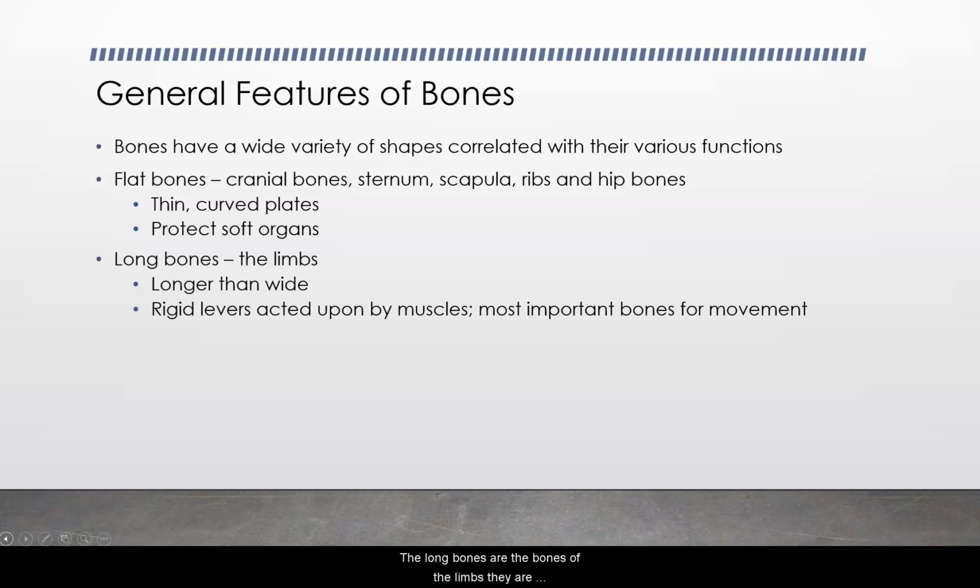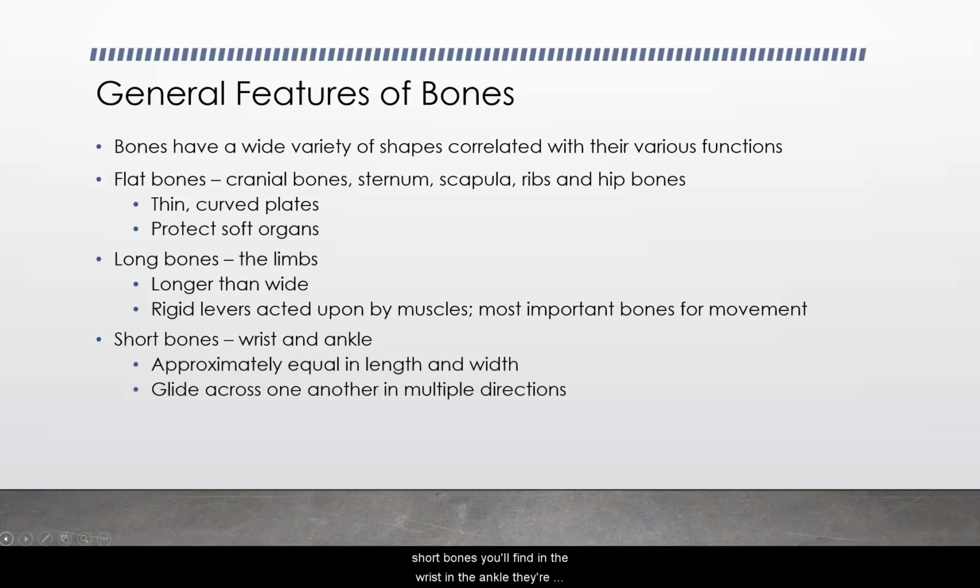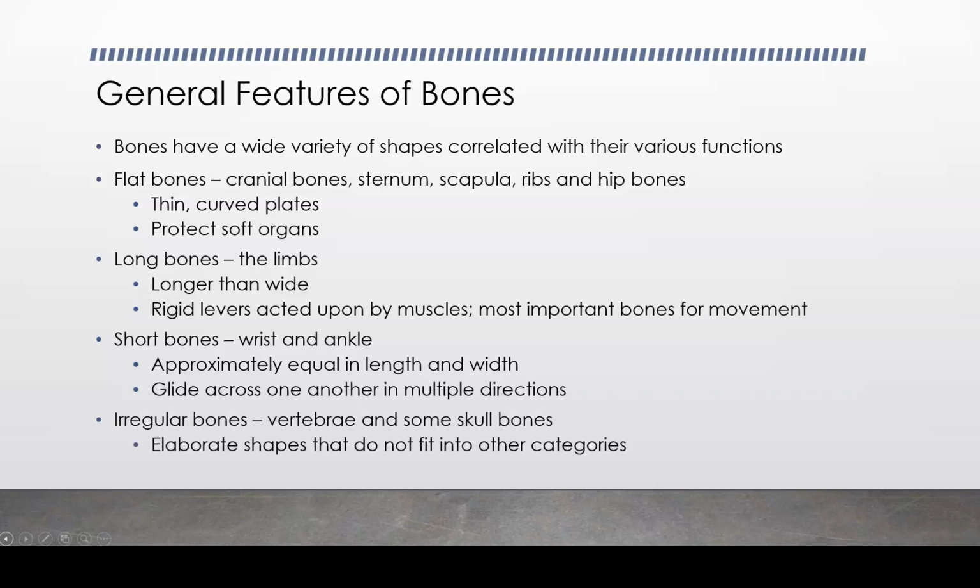The long bones are the bones of the limbs. They are more long than they are wide, and they act as rigid levers that are acted upon by the muscles. And they're obviously the most important bones for movement. The short bones you'll find in the wrist and the ankle. They're approximately equal in their length and their width. And what they do is they glide across one another in multiple directions. Think about what your wrist and ankle is able to do.